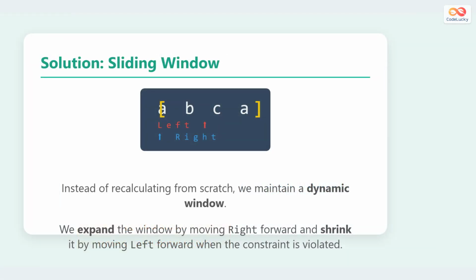To optimize this, we use the sliding window strategy. Instead of looking at independent substrings, we maintain a window of characters that grows and shrinks. We use 2 pointers, a left pointer and a right pointer, to define the boundaries of our current substring. This allows us to reuse information as we move across the string.